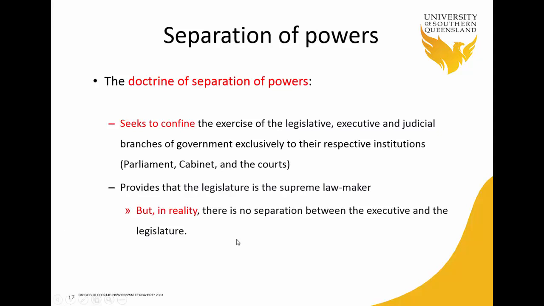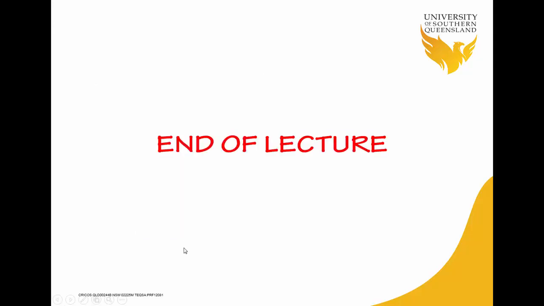We said already that in reality there's no separation between the executive and the legislature in Australia, and that brings us to the end of our lecture on this chapter, chapter 2. Our next lecture is going to be on chapter 3 and the legal systems, and a further discussion of legal systems in the Australian context.